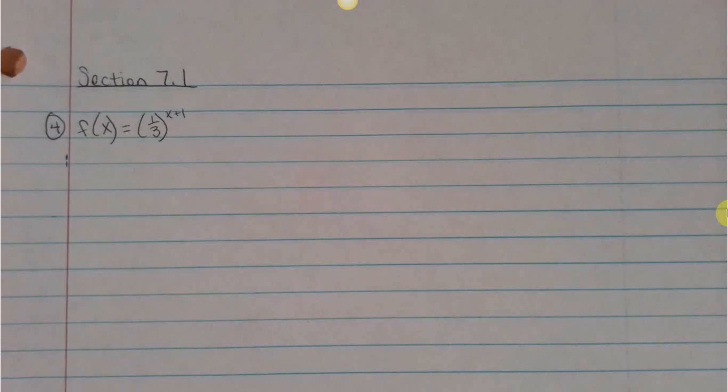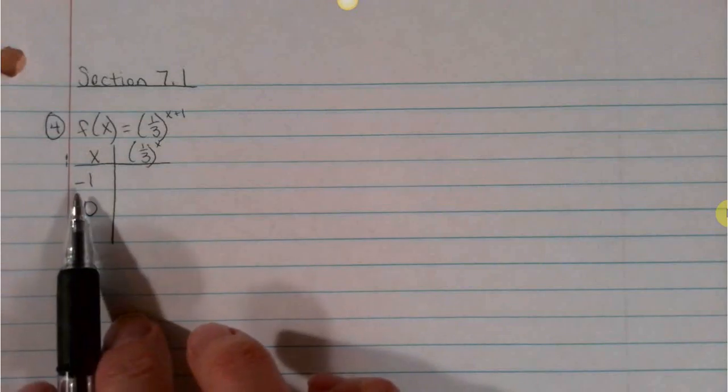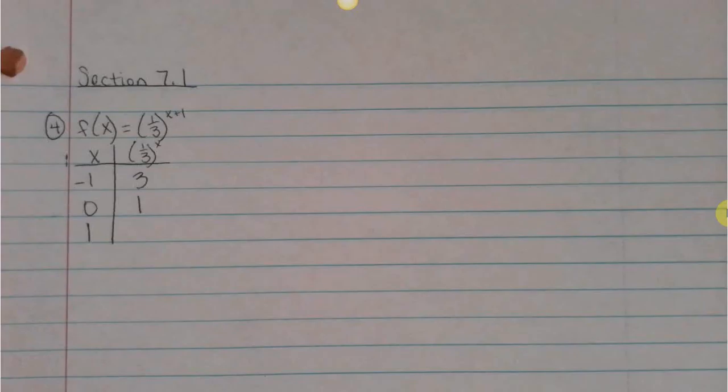For number 4, we are asked to graph the function f of x equals (1/3)^(x+1). So to do that, I'm going to start by creating a table for my base function (1/3)^x. And I'm going to plug in -1, 0, and 1 in place of the x. So when x is -1, (1/3)^(-1), that's going to flip it and turn it into a 3. (1/3)^0, anything to the 0 is 1, and (1/3)^1 is just 1/3.